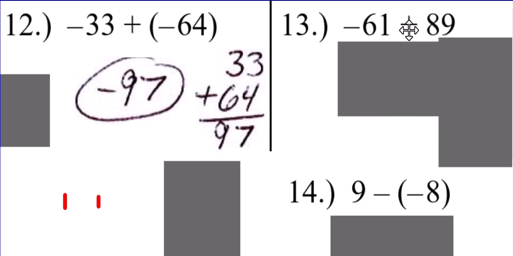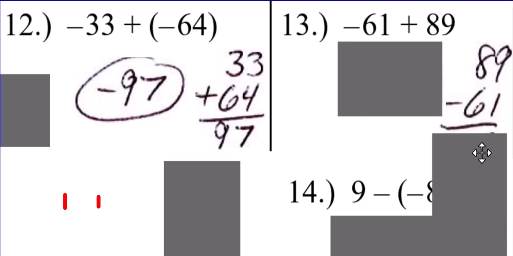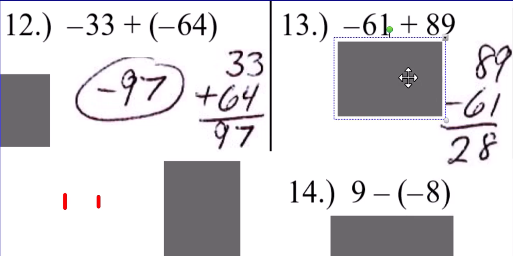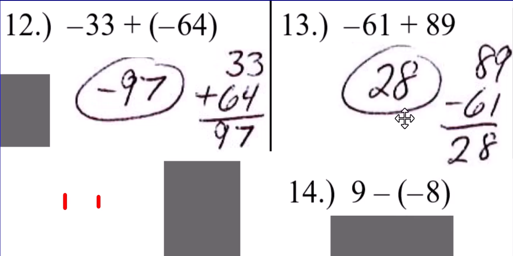Problem number 13, another problem where there's addition already in between. Do not make it become adding the opposite. Put the bigger absolute value on top, and you're going to subtract because they had different signs. That's going to give you 28, and the answer is going to stay positive 28 because the positive number had the bigger absolute value.